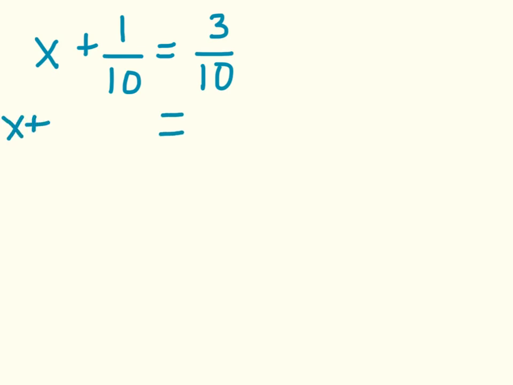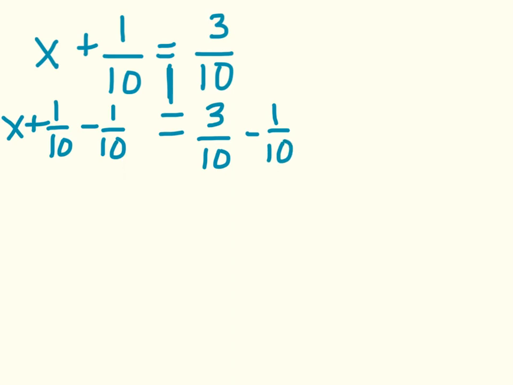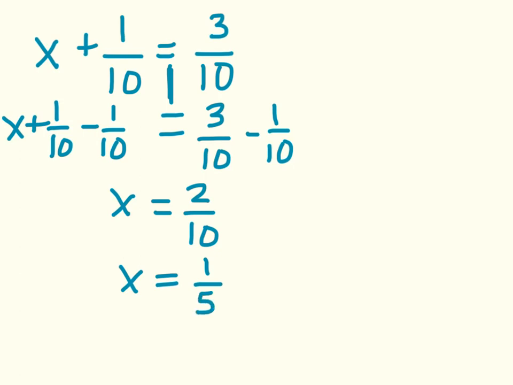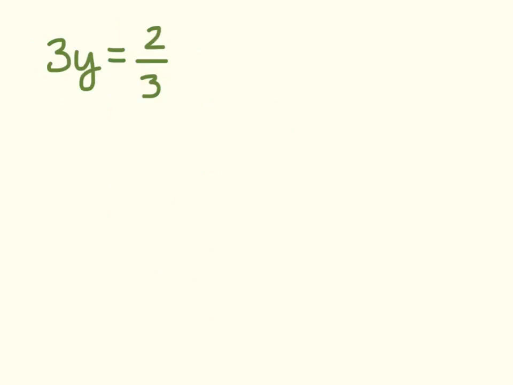So x plus 1/10 minus 1/10. Notice I'm keeping my equal signs lined up. 3/10 minus 1/10 will be on the right. x plus 1/10 minus 1/10 gives us x. 3/10 minus 1/10 gives us 2/10. Since we're asked to give our answer in simplest form, we need to reduce that fraction to 1/5. So our solution is x equals 1/5.